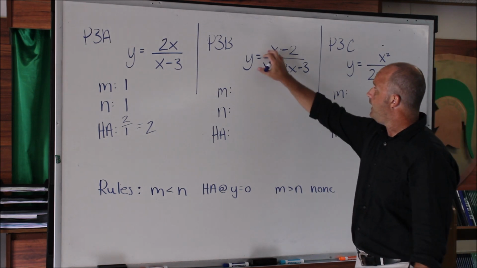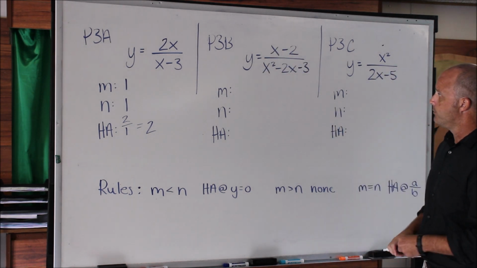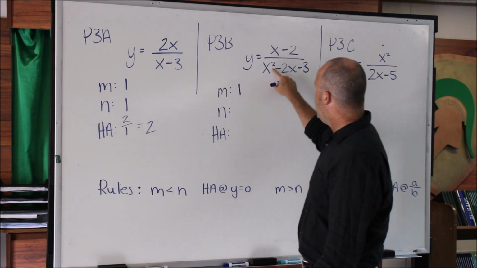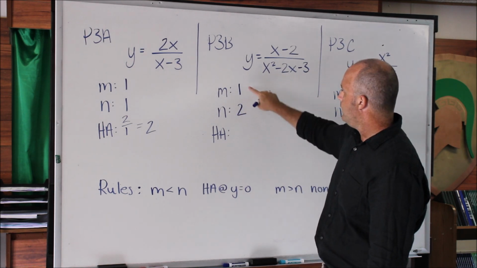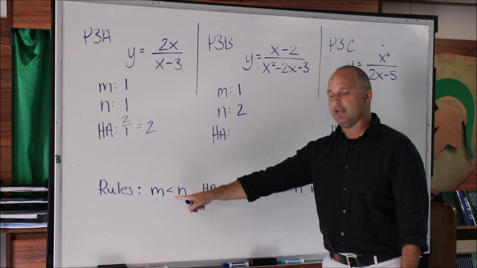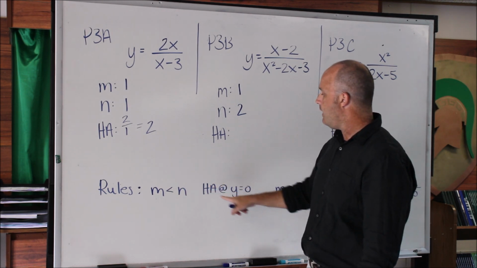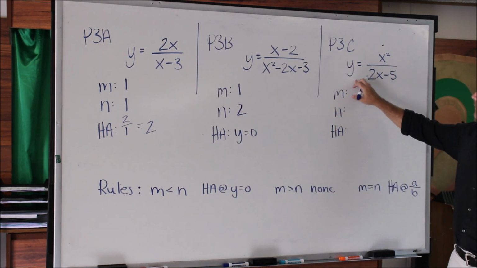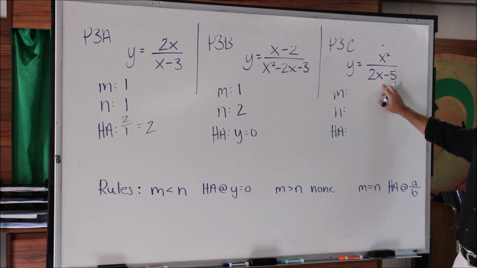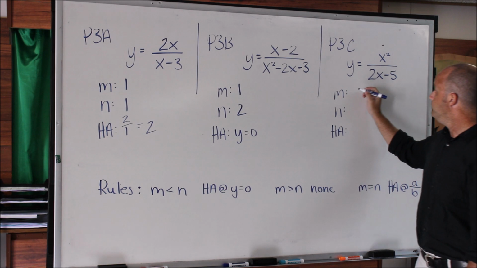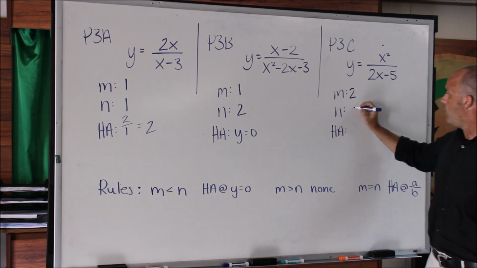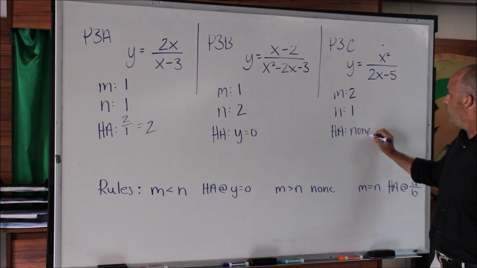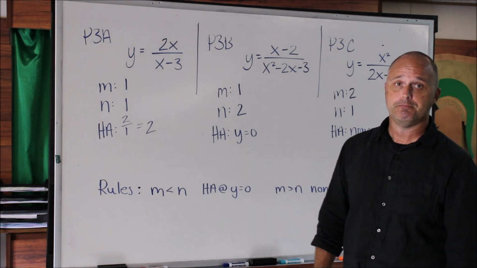Going over to 3b, we've got x minus 2 over x squared minus 2x minus 3. So in this case, the value of m is 1, the value of n is 2, and so we're going to be looking at m is less than n. So anytime that m is less than n, we know that we automatically have a horizontal asymptote at y equals 0. For the last one, we've got y equals x squared over 2x minus 5. So in this case, the degree of the numerator is 2, and the degree of the denominator is 1. So we've got m is greater than n in this case, which tells us that there is no horizontal asymptote for that particular problem.